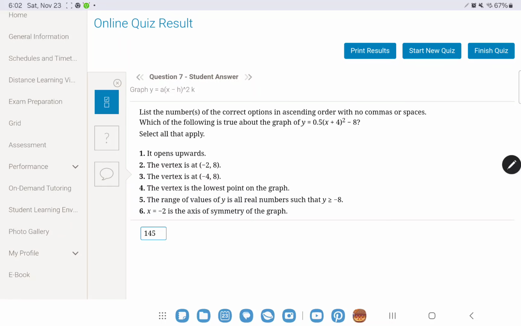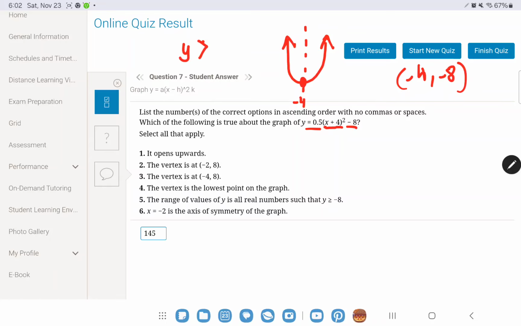Okay, again, another graph we need to analyze. 0.5, meaning it's opening upwards. So, which means our vertex is the lowest point on this graph. And our axis of symmetry is whatever makes this 0, which is negative 4. So here we have negative 4. And negative 8 is our second point. So our vertex is at negative 4, negative 8. And we know that since it's opening upwards, y should be greater than or equal to negative 8.